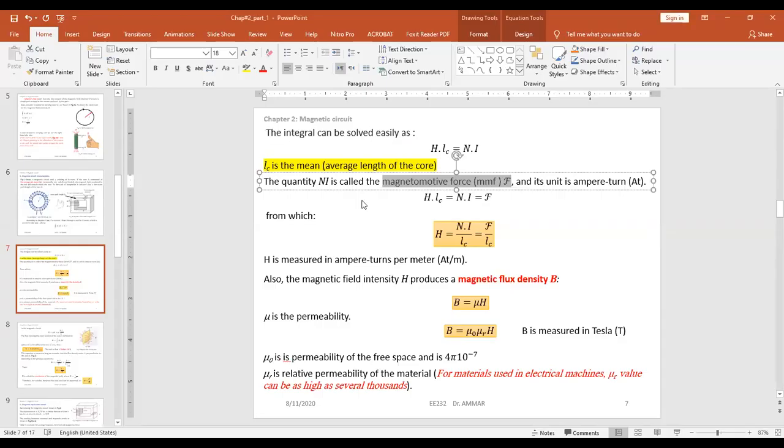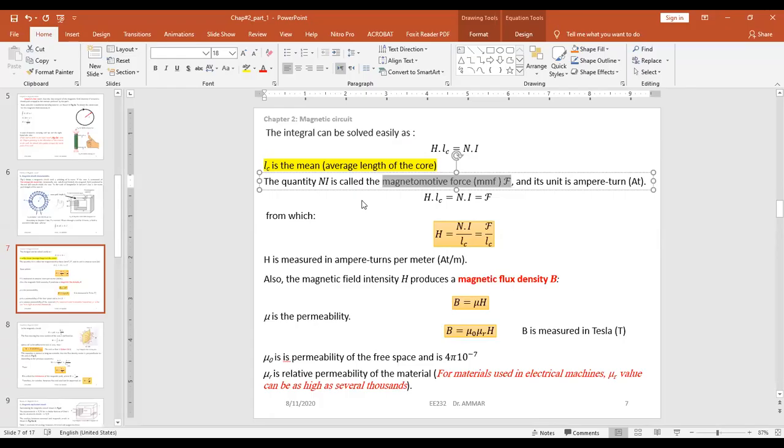recitation. So in an electric circuit we have the EMF, which is the voltage. It's a driving force. That's why they call it motive: it's the force that moves the circuit. The voltage, a generator or source, creates a difference in potential that drives this circuit. In a magnetic circuit, this driving force we call the magnetomotive force F.